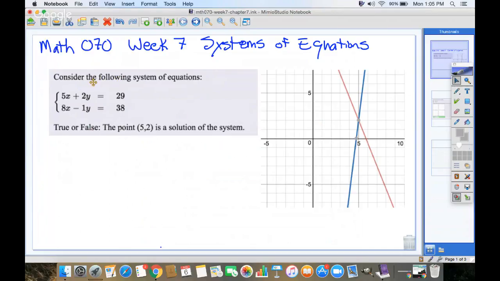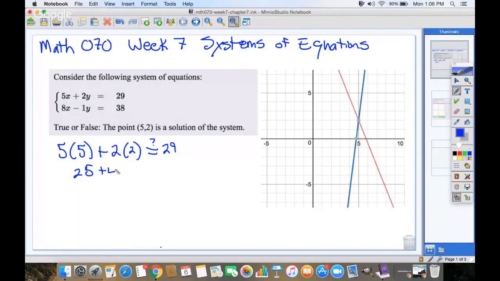So here the question is, given this linear system, does the point (5, 2) make a solution for the system? That means (5, 2) has to be a solution for the first equation and the second. And we can just plug it in and see. So here I would have 5 times 5 for the first equation, plus 2 times 2. And I'm wondering, does that equal 29? So we just do the arithmetic. I get 25 and 4, and that does equal 29. So it's definitely a solution for the first one, so I'm on the right track.